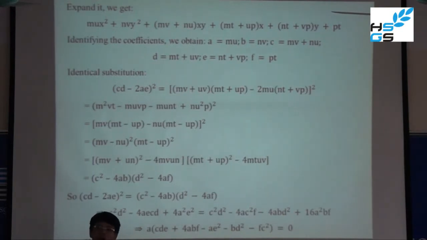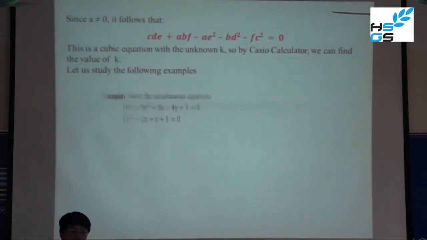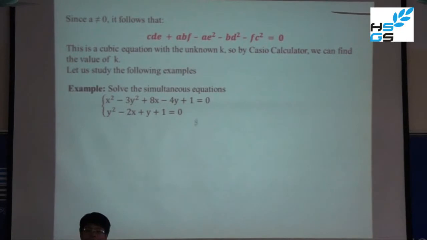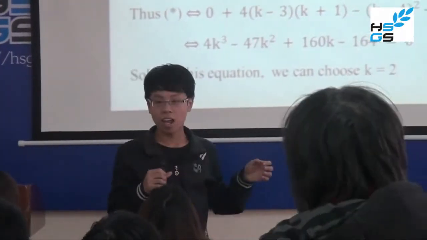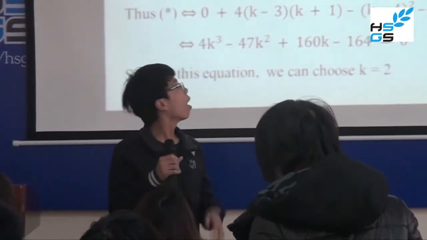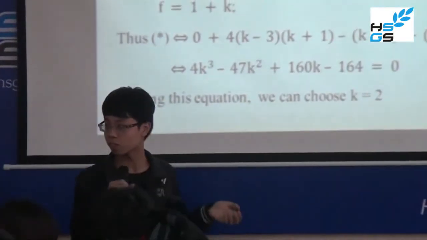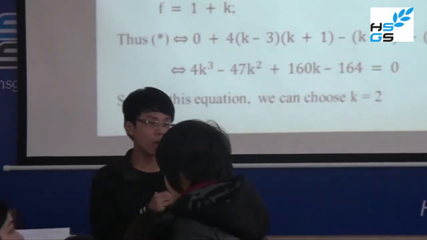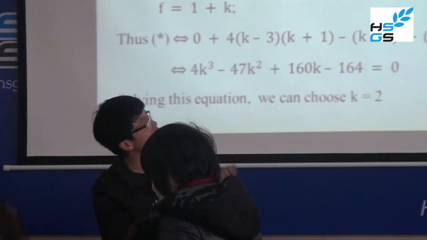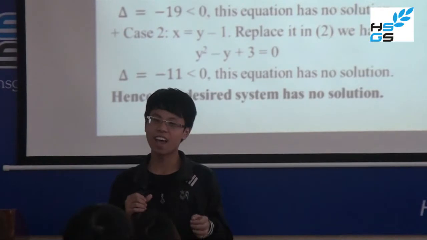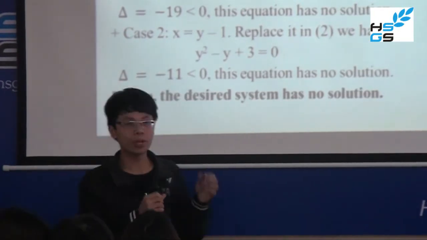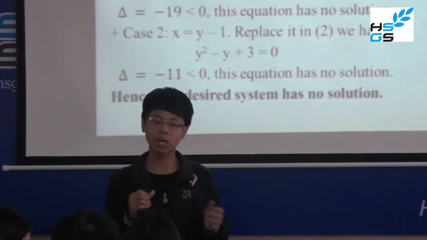Let's use this methodology to solve the example. You can see, the example has 3 steps. Step 1, find k. Step 2. Determine the relations between two variables by factorizing the polynomial into factors. And step 3. Replace and solve the equations of one unknown.